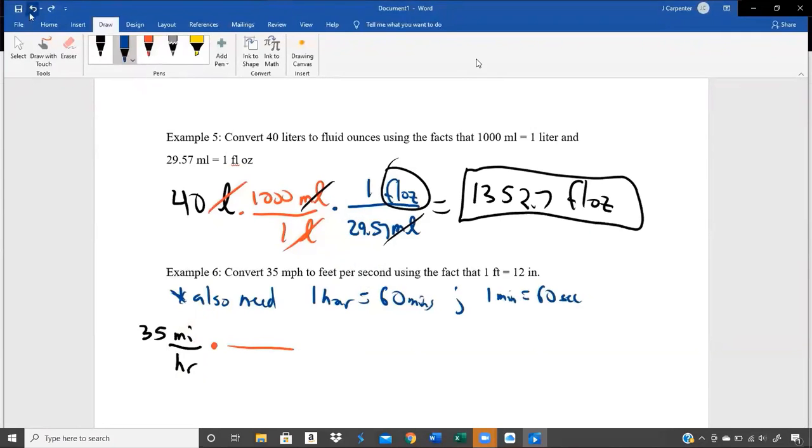Oh, I forgot to write another one. I said 1 foot is, why did I write 1 foot is 12 inches? I was supposed to do miles and feet. Silly me. Then 5280 feet is equal to 1 mile. Sorry about that.